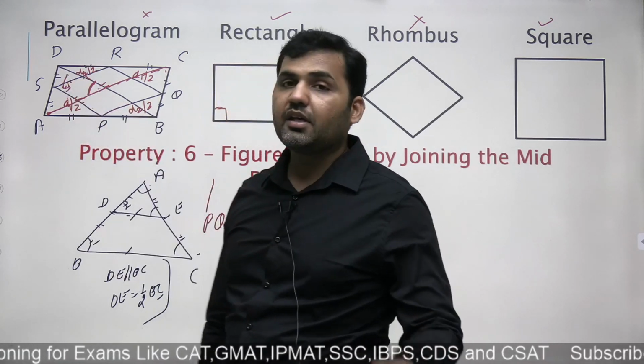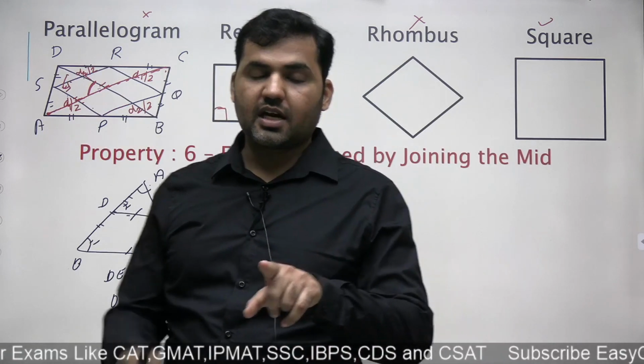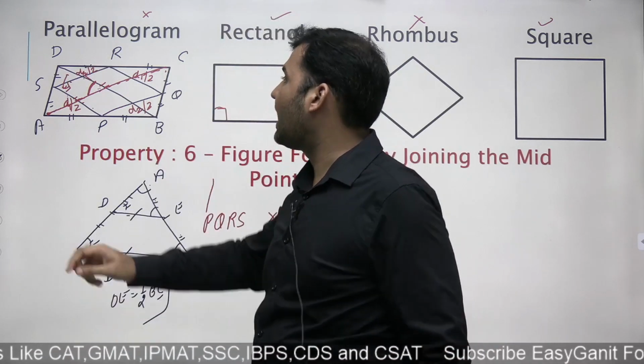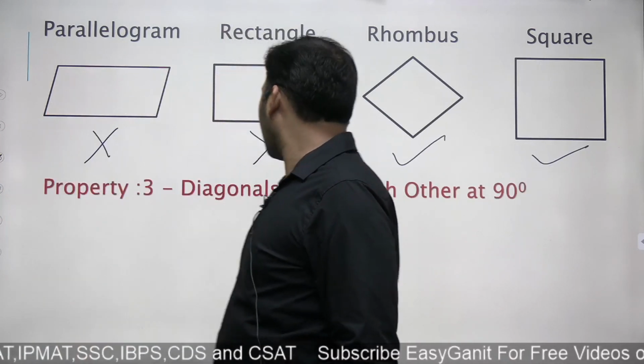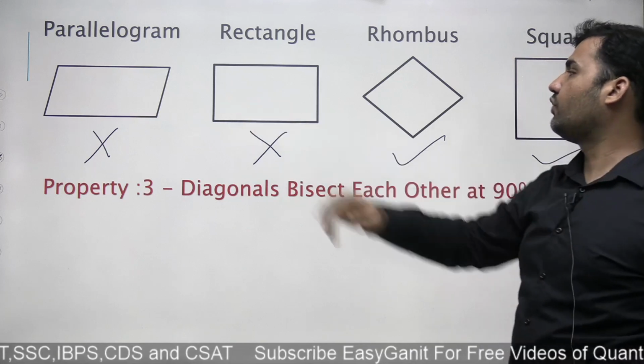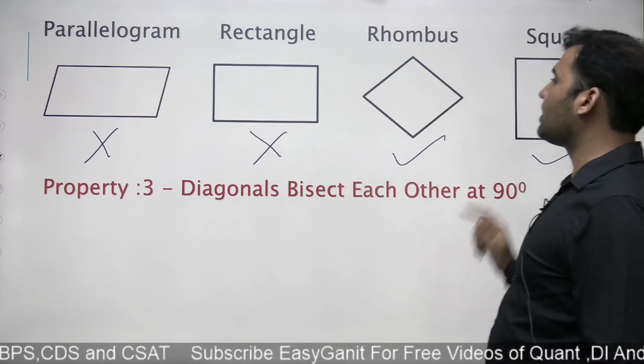तो अगर ये 90 का हो तो ये भी 90 का है। नाउ टेल मी, अभी जो हमने प्रॉपर्टी नंबर 3 किया, डायगोनल्स बाइसेक्ट ईच अदर एट 90 डिग्री, ये किस में ट्रू था? Diagonals bisect each other at 90 degree. This is not true for parallelogram and rectangle. It is true for rhombus and square.